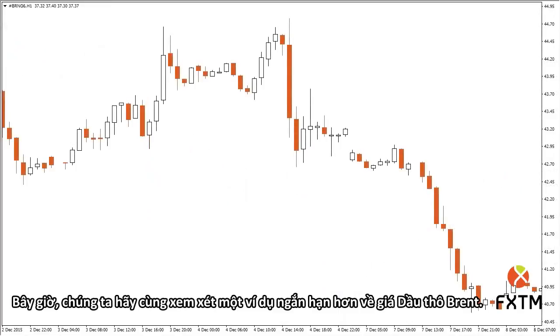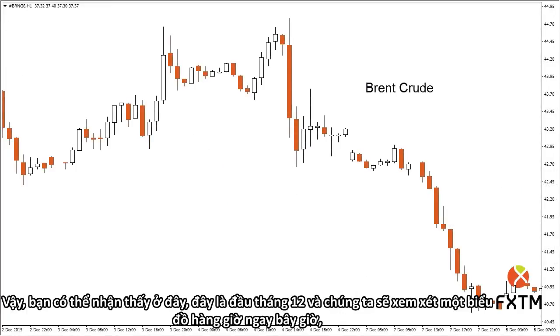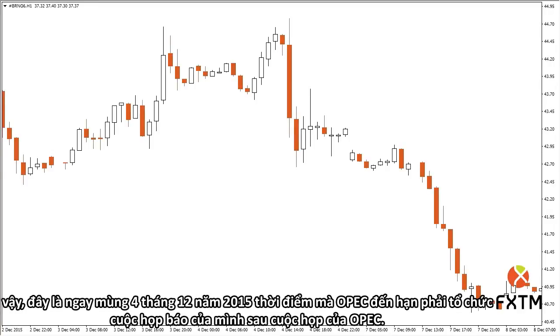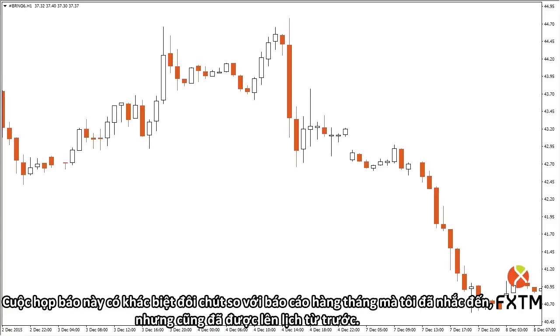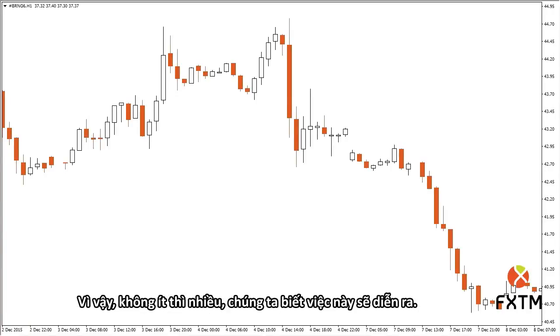Now let's take a look at a shorter term example on Brent crude prices. You can see here, this is the beginning of December. We're looking at an hourly chart right now. This is the 4th of December, 2015, where OPEC was due to host their press conference after the OPEC meeting. This is a little bit different than the monthly report that I mentioned, but these are also scheduled in advance. So we know more or less when this is going to happen.